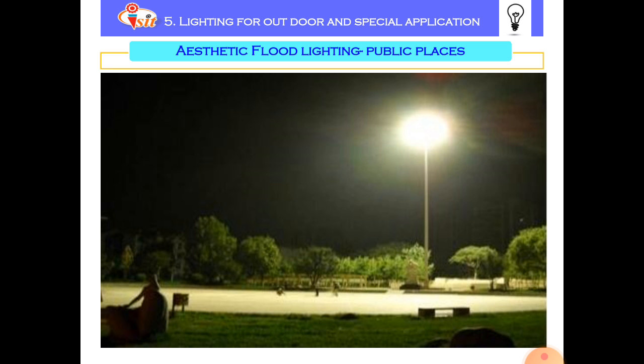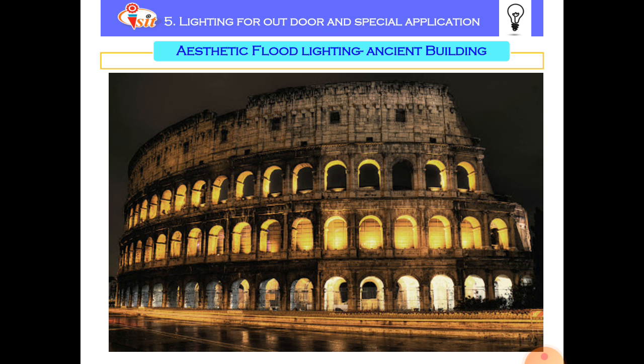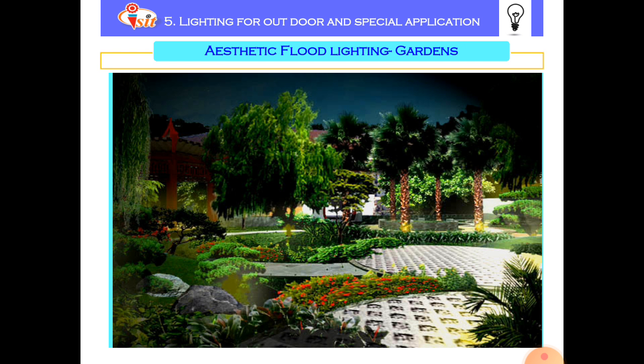Now, the aesthetic flood lighting in the public places. Here, on the pole, a floodlight arrangement is there, and therefore the public places in the wide area are illuminated for the public or people. Take a look at the ancient building, which looks very beautiful at night by using the flood lighting arrangements. In the garden, floodlights are used for illumination purposes.